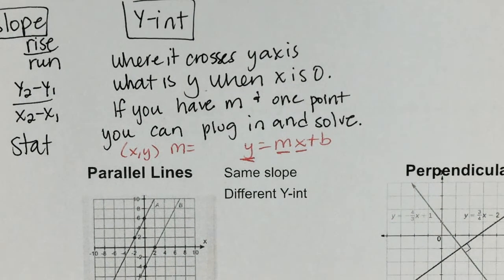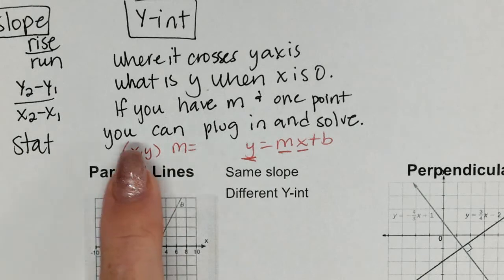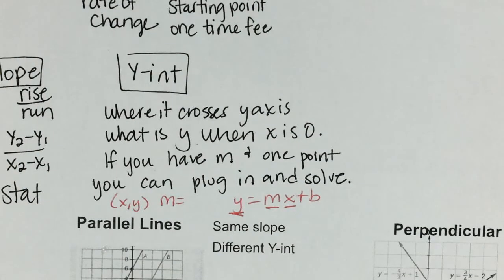Now, another way you could do it if you don't want to do it this way. You could make a graph, yes? You could plot that point, and you could use the slope to rise up 1 and run the other way, and there's your 2 points, and you could go use stat. So there's lots of different ways to do this stuff. Do you have any questions about slope-intercept?